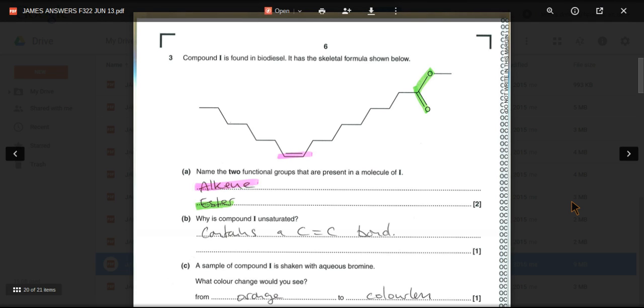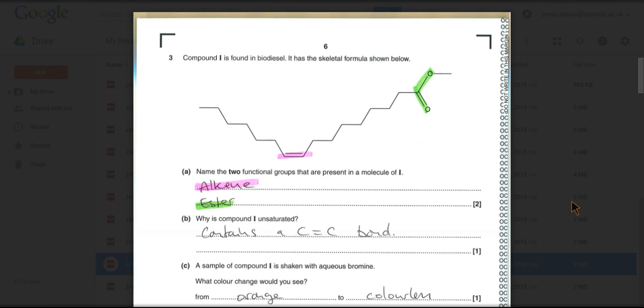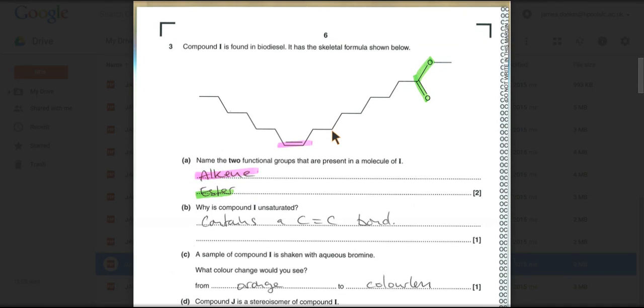Question 3 starts by testing your knowledge of alkenes and stereoisomerism, and then it moves into physical chemistry, and there's an enthalpy question towards the end of it. So it starts off with this lovely looking organic molecule, and we have to say what the two functional groups present are. It says name them, so we're not going to give the formula, we're going to give the name. There's one I've highlighted in pink, so that's the alkene functional group, and this one here is the ester functional group.